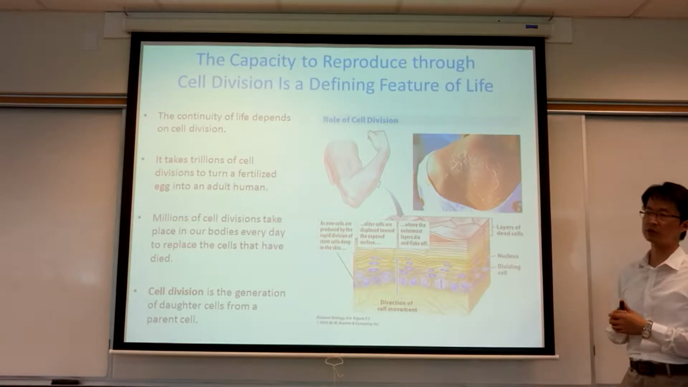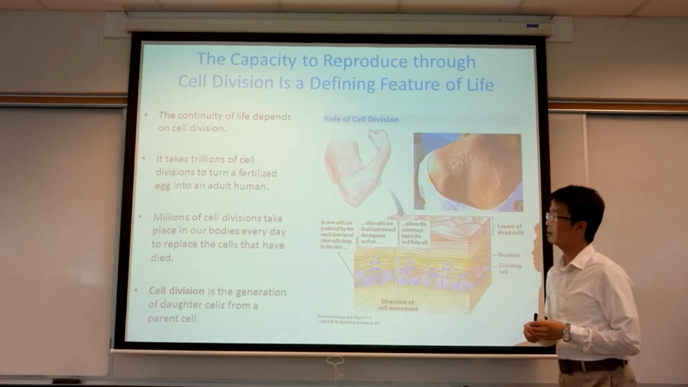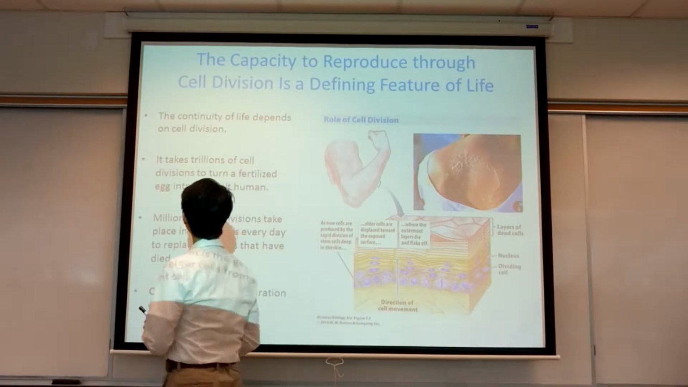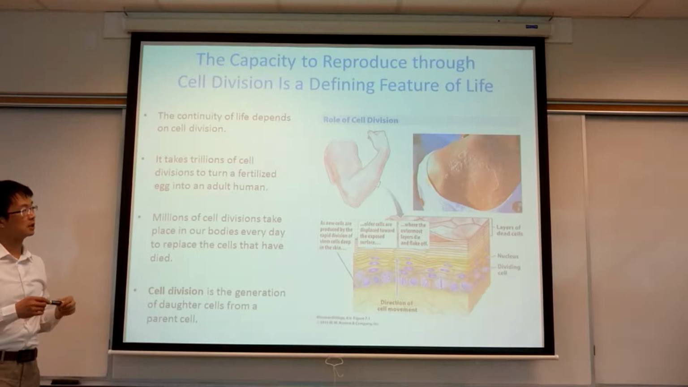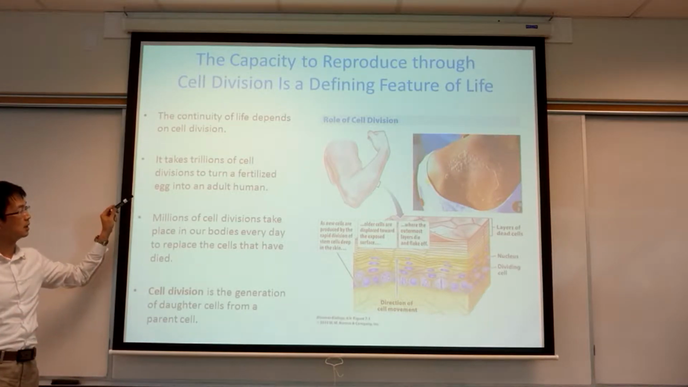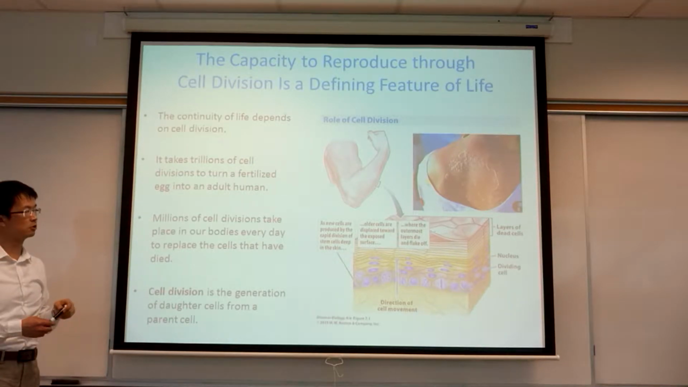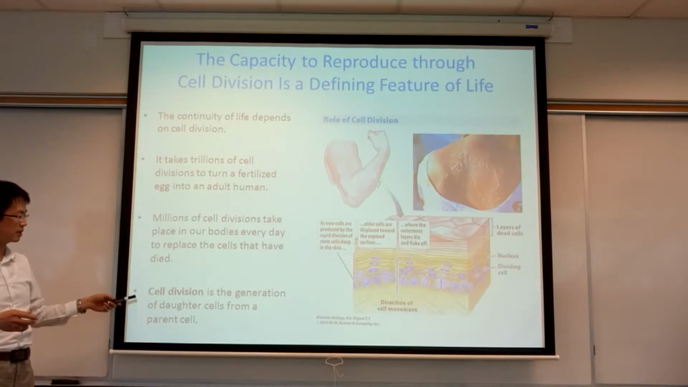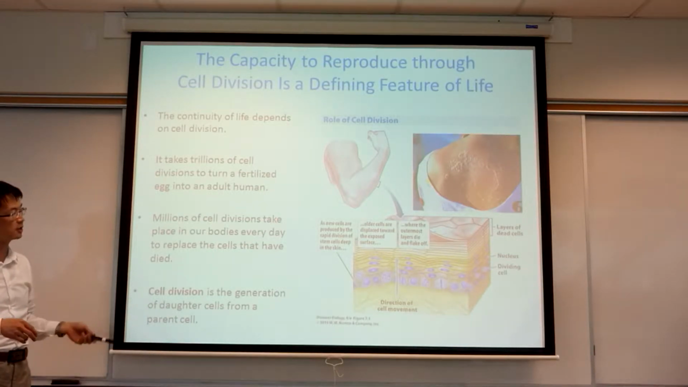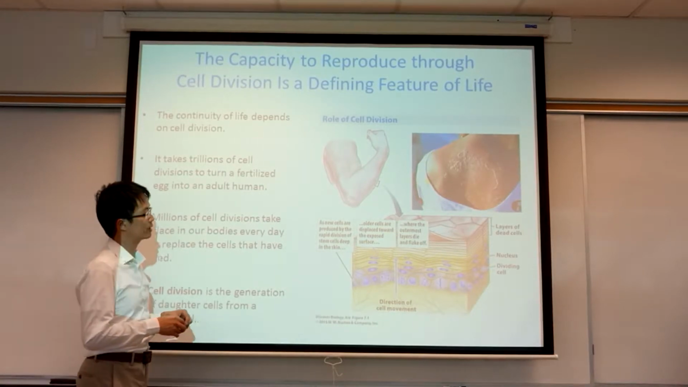So cell division has several characteristics. Continuation of life depends on cell division. It also takes a lot of cell division for a fertilized egg to become a human being. And then we actually have millions of cell divisions in our body every day. Cell division is the generation of a daughter cell from a parent cell. This is the definition. Here, I give you some examples.